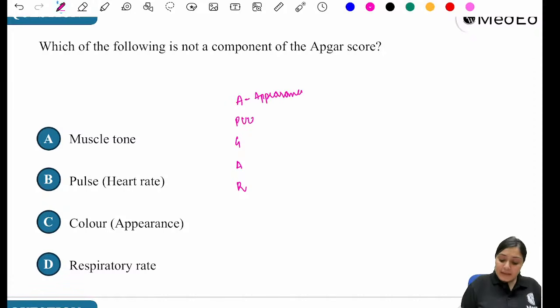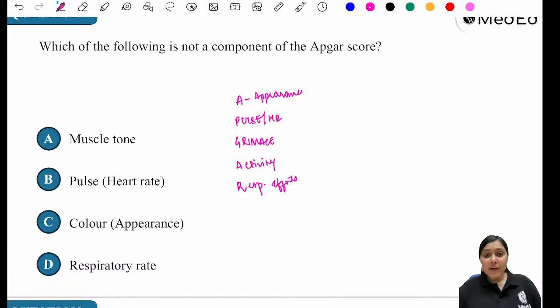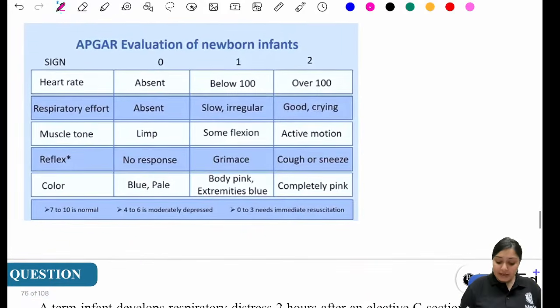P is pulse rate or heart rate. G is for grimace. A is activity. This is respiratory efforts. Right? So appearance, if the child is blue or pale, you give 0. If the body is pink but the extremities are blue, 1. If the child is completely pink, 2.